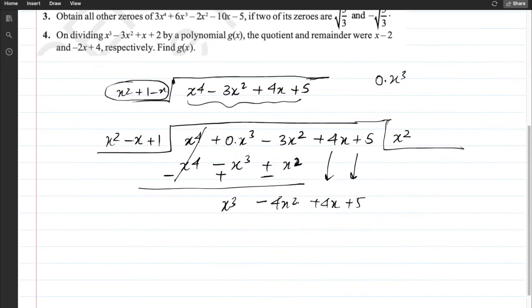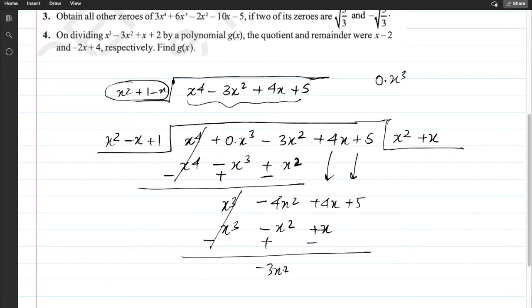Alright, now let's continue. Now I need to multiply this expression with something such that the first expression becomes x cube. So obviously I will give it x. Now this x multiplied by this expression will give me x cube. Alright, and this will give me minus x square, so this is minus x square, and this is coming out to be plus x. Now this positive sign will be converted to negative. This negative is positive and this positive is negative. This will be cancelled out. This will come out to be minus 3x square.